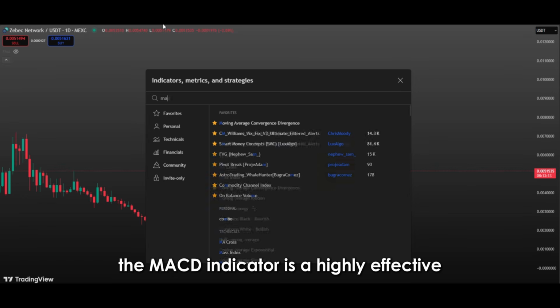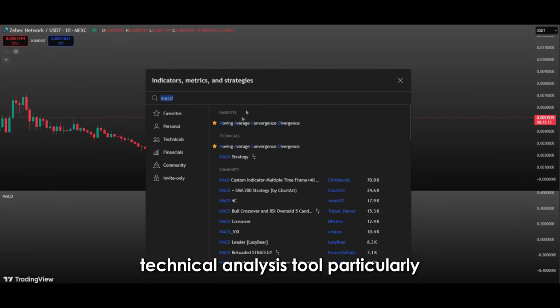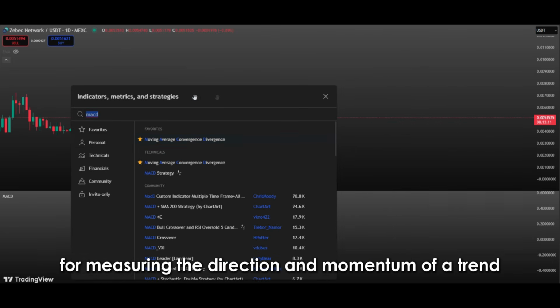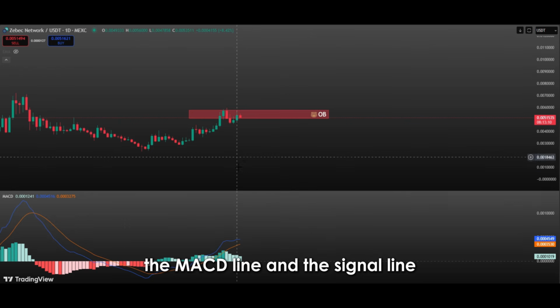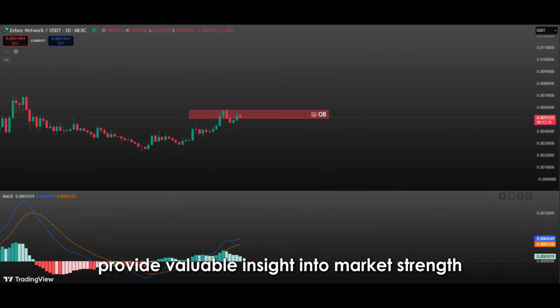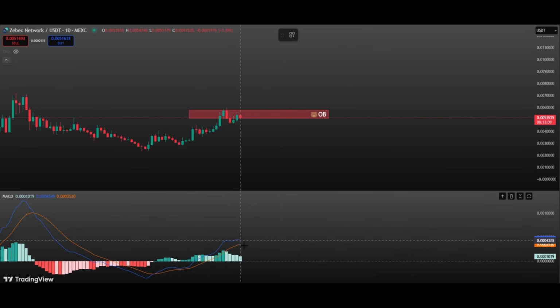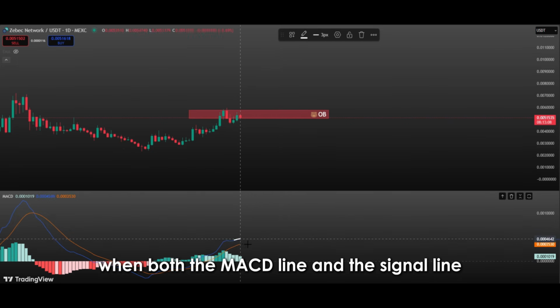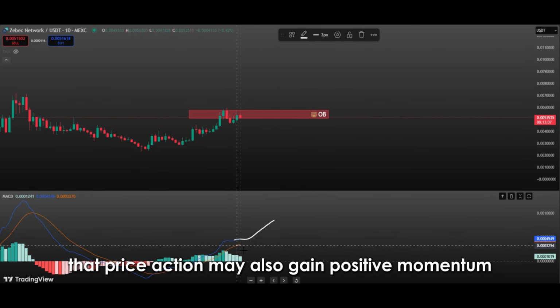Stay tuned. The MACD indicator is a highly effective technical analysis tool, particularly for measuring the direction and momentum of a trend. The two main lines within this indicator, the MACD line and the signal line, provide valuable insight into market strength, direction, and potential reversals. When both the MACD line and the signal line begin to move upward, this typically generates a strong signal that price action may also gain positive momentum.